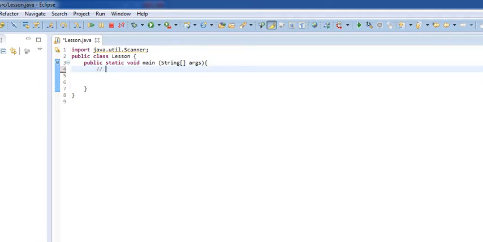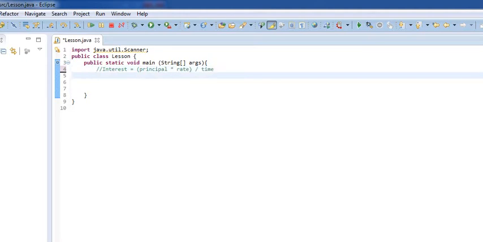Now, for those of you that know, the interest formula is interest equals principal multiplied by rate divided by time. That is the wrong principle, by the way. And just to make this a little more clear, let's add some parentheses there for those of you who might struggle with order of operations.